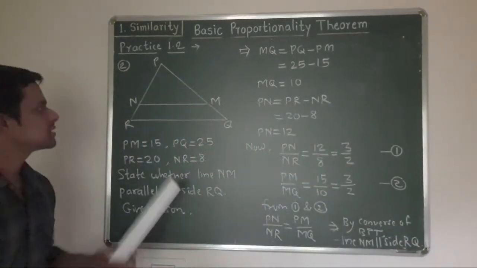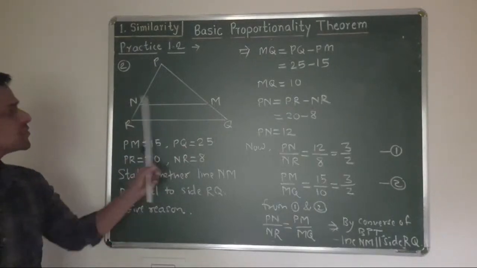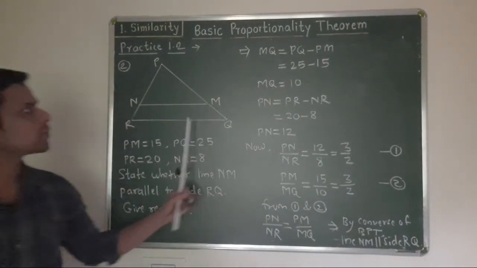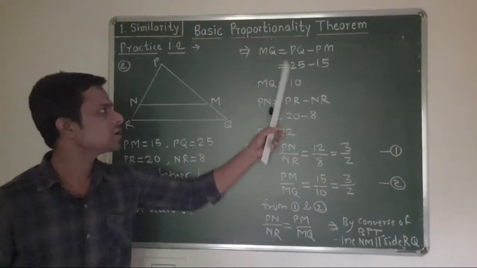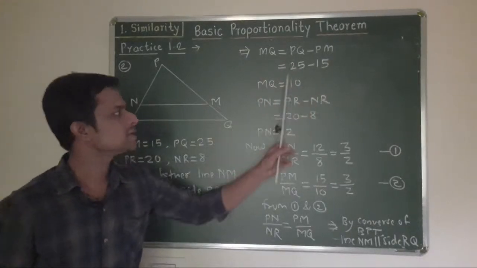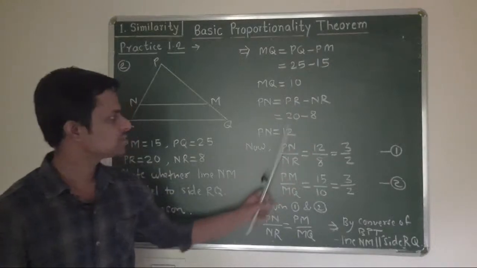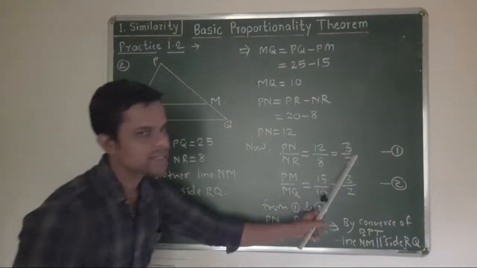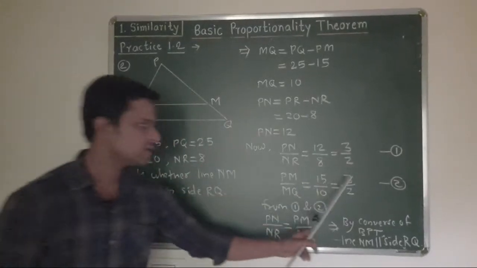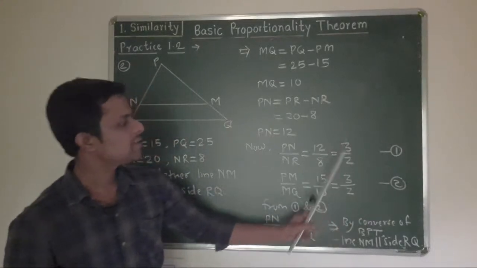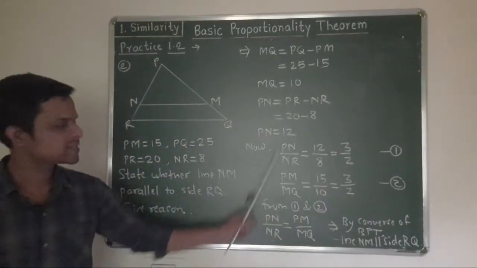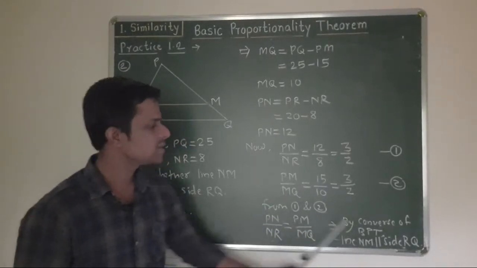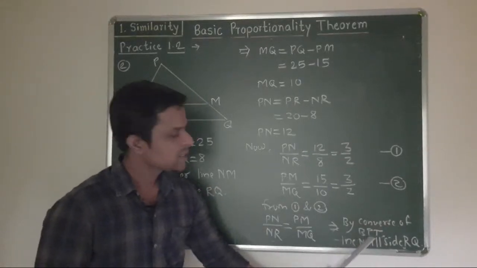See once again, there is one triangle given, some values are given, and we have to check whether segment NM is parallel to that side of the triangle or not. The values not given we calculated: MQ is equal to PQ minus PM, that is 10, and PN is equal to PR minus NR, that is 12. Taking the ratios separately, PN upon NR is 3 by 2 and PM upon MQ is 3 upon 2. Both statements have the same right hand side, therefore PN upon NR is equal to PM upon MQ. Since the ratios are the same, by the converse of BPT segment NM is parallel to side RQ.